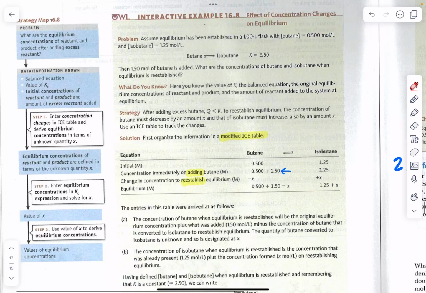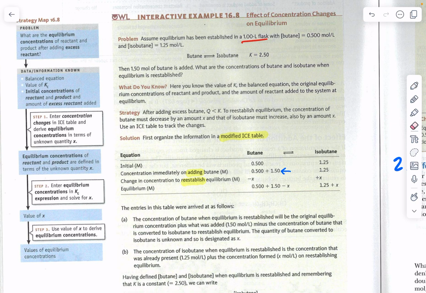And here's an example problem where we have butane and isobutane in equilibrium. And normally they specify the temperature. You'll notice that we have a 1 liter flask, so we don't have to make any adjustments, like if I had a half-liter flask or a 2-liter flask, in order to calculate my molarities.